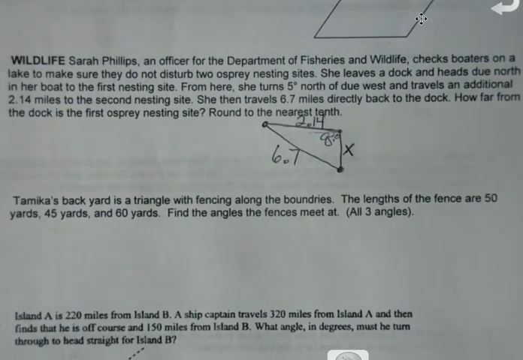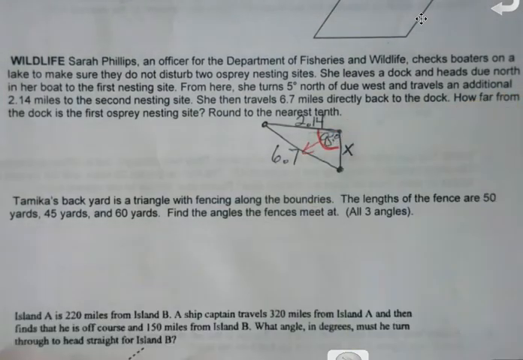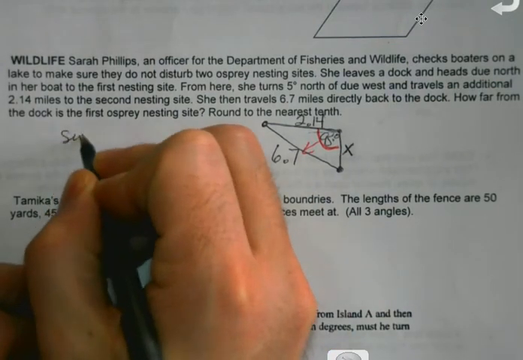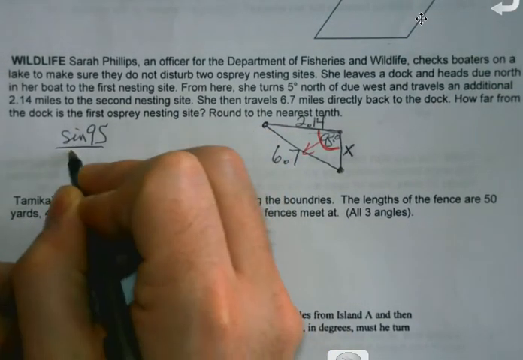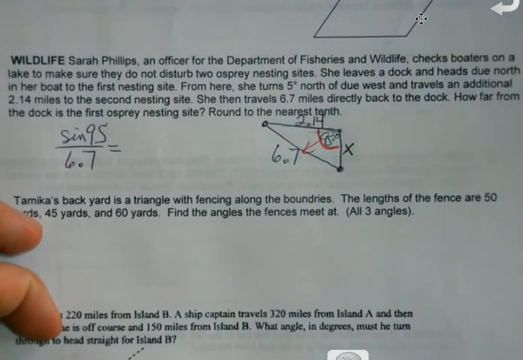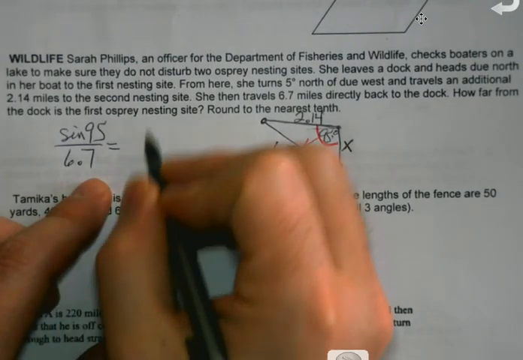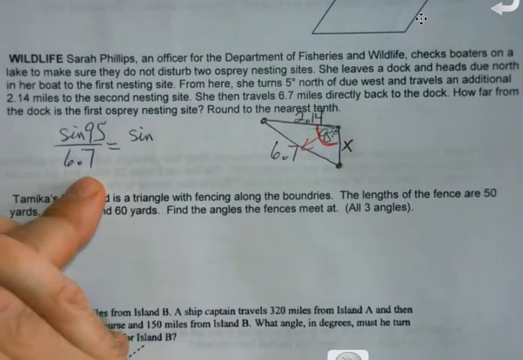But that's something good because it makes us have to think, okay, I have a corresponding angle and its corresponding side. So I'd have the sine of 95 over 6.7. Now, here's where I start to look and I say, okay, so what am I going to do for my second fraction? Sine of x over 2.14.